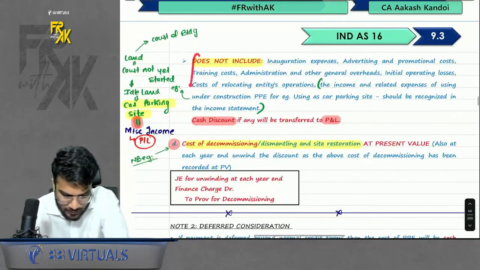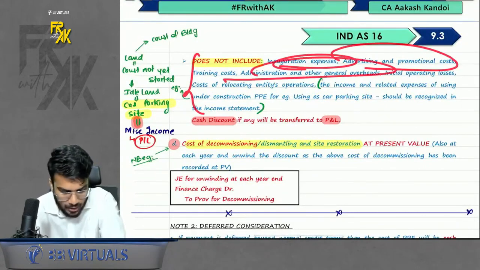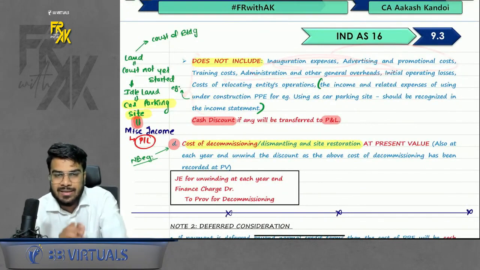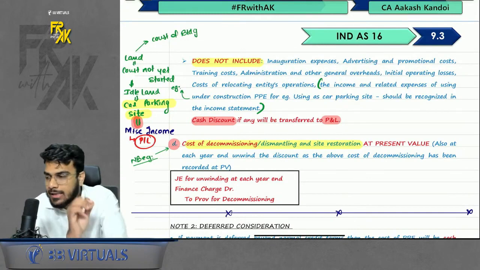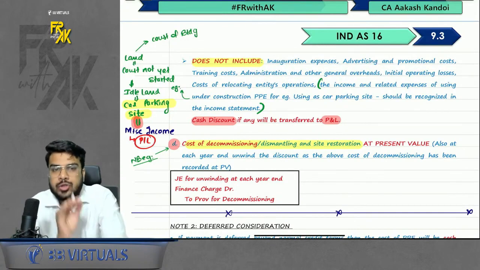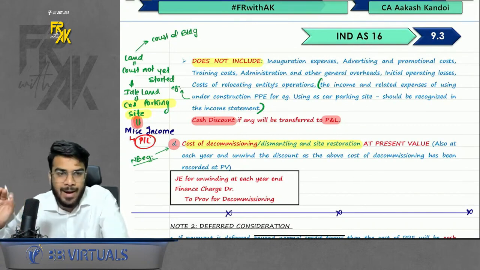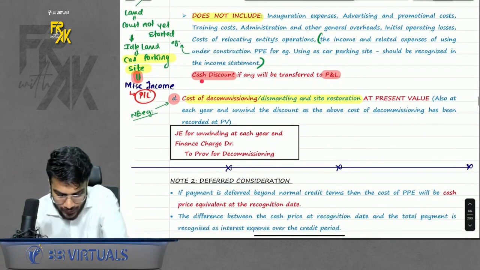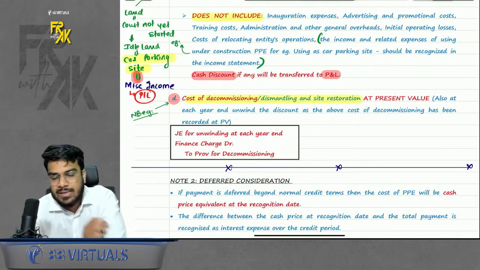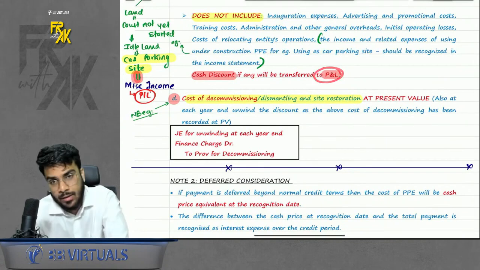And the following items will not be included in the cost of the asset. Also do remember, if you are using the land as a car parking site, the income from such car parking site will be transferred to profit and loss and will not form part of the cost, right? Also, if you are getting any cash discount, such discount will not be deducted from the cost of the asset, it will be transferred to profit and loss, right?